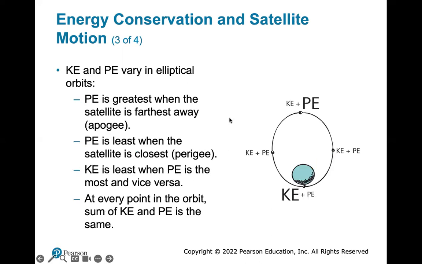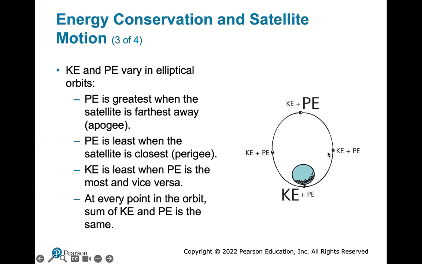Okay, now in an elliptical orbit, the kinetic and potential energy vary. The potential energy is greatest when the satellite is furthest away, the apogee. The potential energy is least when the satellite is closest. So look at the large PE, the large potential energy here, and small kinetic energy. And by contrast, notice the large kinetic energy here and the small potential energy when it's close, when it's at perigee. And at the sides, they're equal.